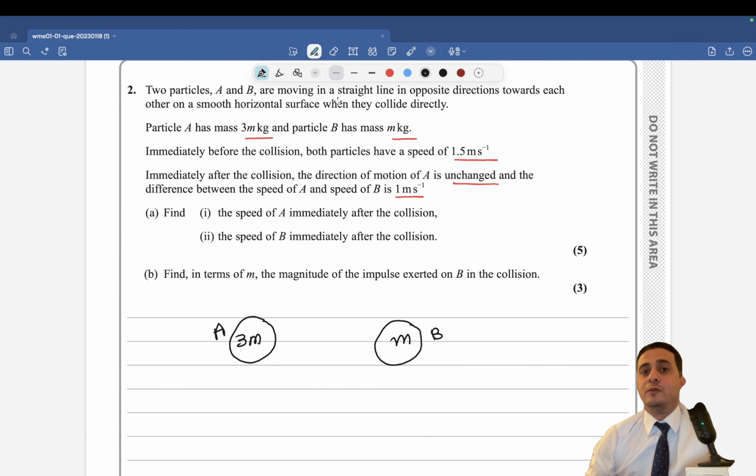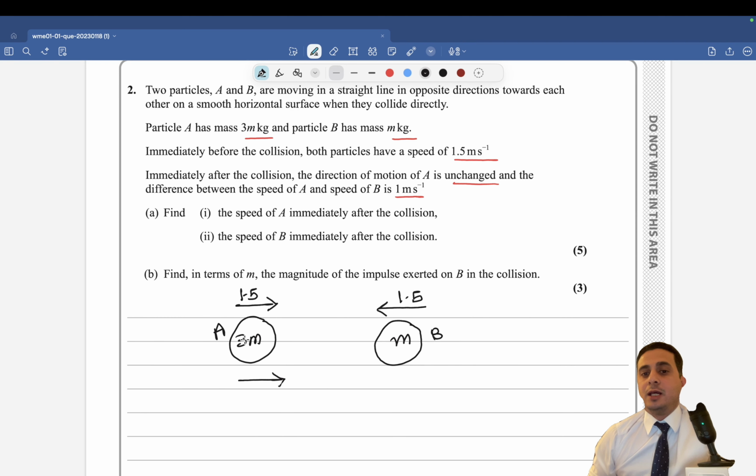The particles are moving in a straight line in opposite directions. So A is moving to the right and B is moving to the left. Before the collision, both particles have a speed of 1.5 meters per second. So the speed of A before the collision is 1.5 and for B is 1.5. Immediately after the collision, the direction of motion of A is unchanged. So A will still be moving to the right. And the difference between the speed of A and the speed of B is 1 meter per second.